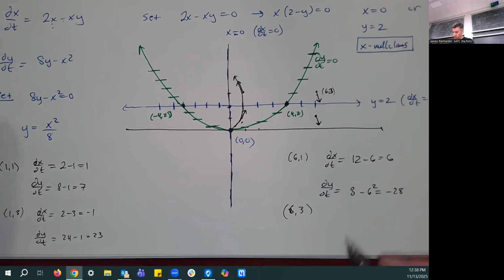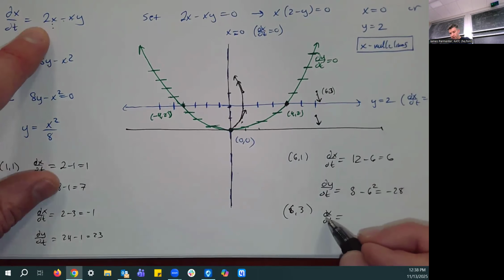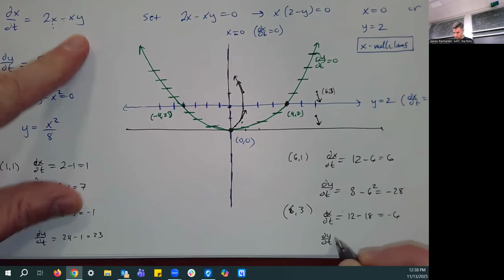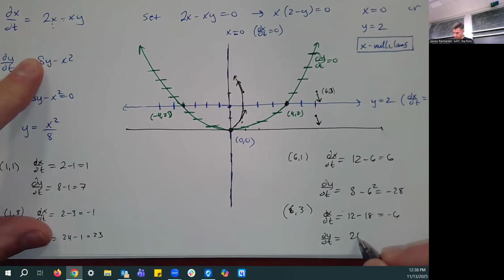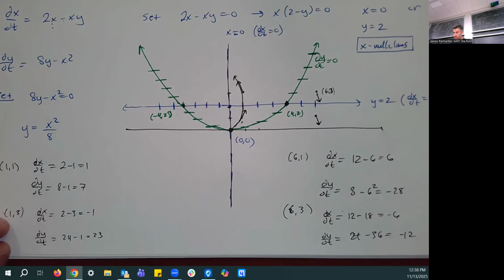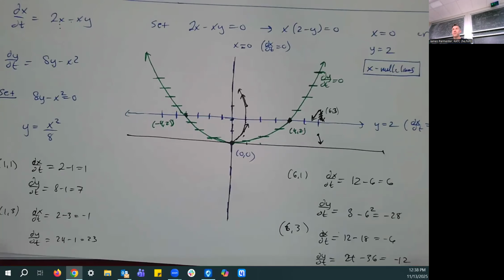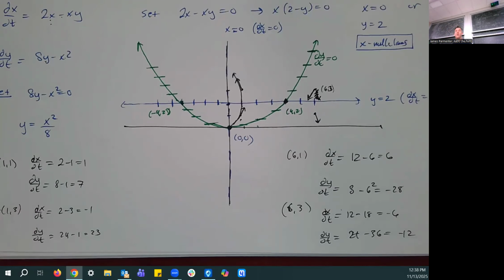If I choose 6, 3, my dx dt is going to equal 12 minus 6 times 3, which is 12 minus 18, which is negative 6. And my dy dt is going to equal 8 times 3, which is 24 minus 6 squared, which is going to be negative. So 24 minus 36 is negative 12. So we're going left and down, not left and right. Good. That's what I expected to happen. So this is kind of the direction things are pointing.